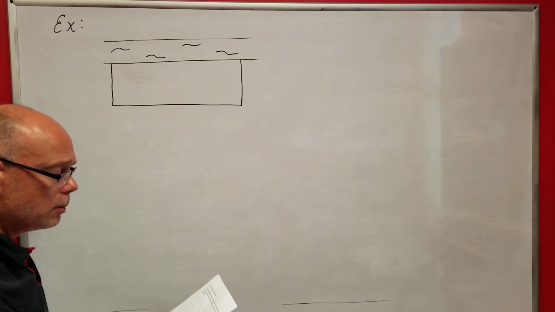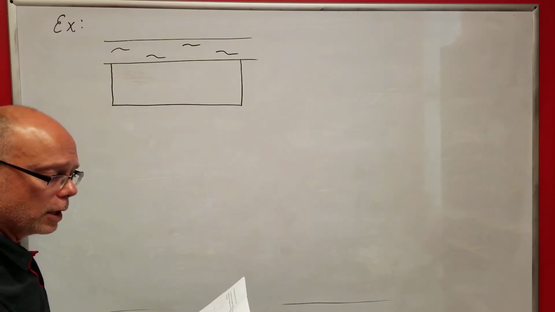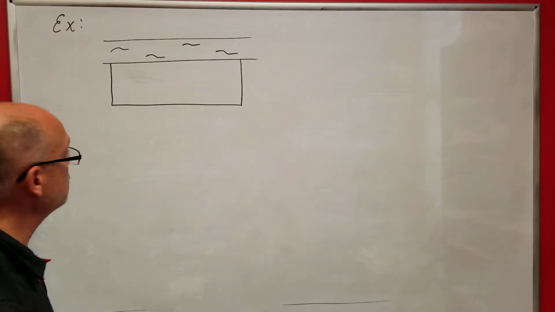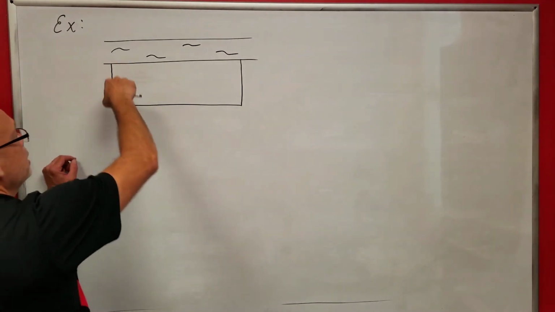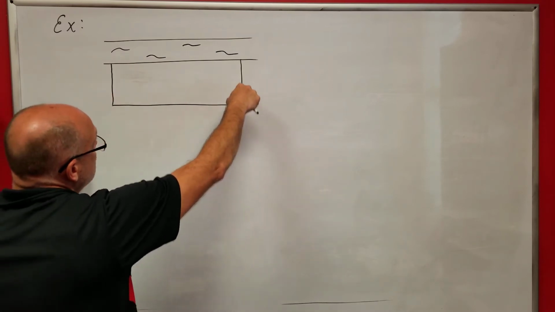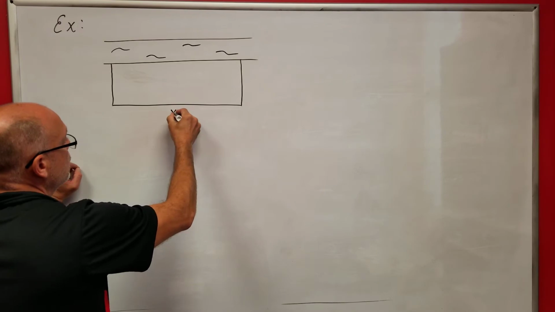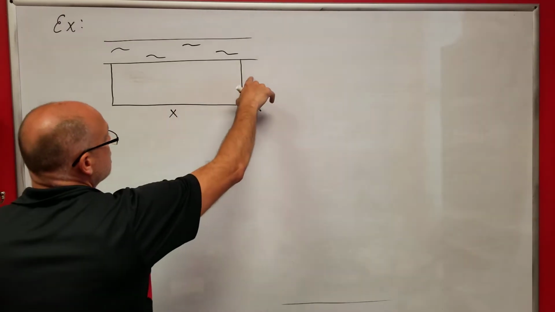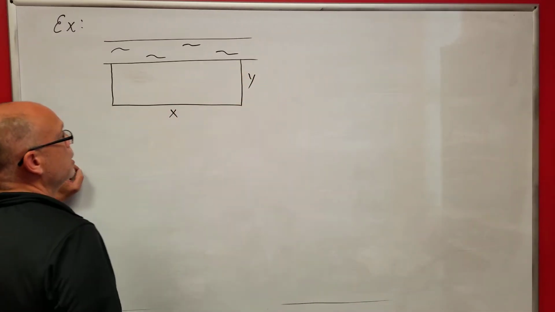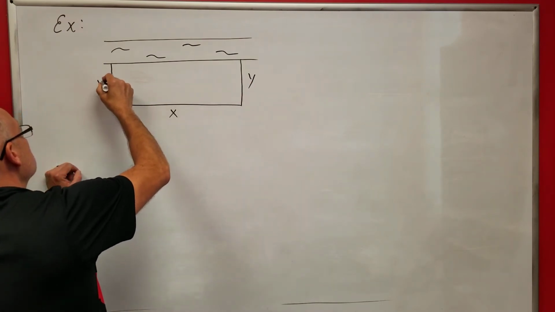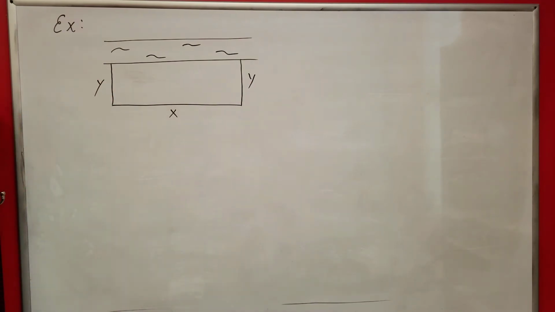All right, now, what does it want me to do? It wants me to find the dimensions of the field with the maximum area that can be enclosed using 1,000 feet of fencing. All right, so we need to find this length, and this length, the dimensions. This length is unknown, I'm going to call it X. This length is unknown, maybe I'll call it Y. Well, this length is the same as that length, so I'm going to call it Y as well, okay?